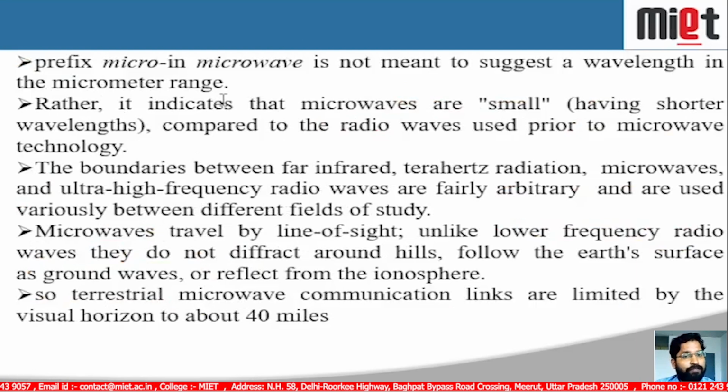Here the prefix micro is in microwave. Microwave is not meant to suggest a wavelength in the micrometer range. Rather, it indicates that microwaves are small, having shorter wavelengths. It means it consists of a small wavelength. That's why its name is micro, compared to the radio waves used prior to microwave technologies.